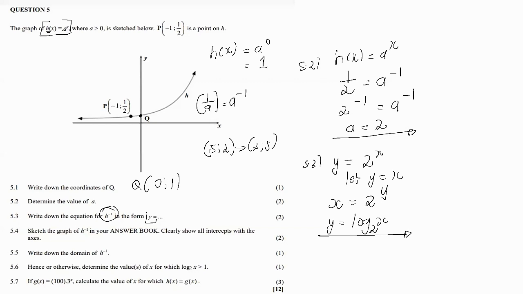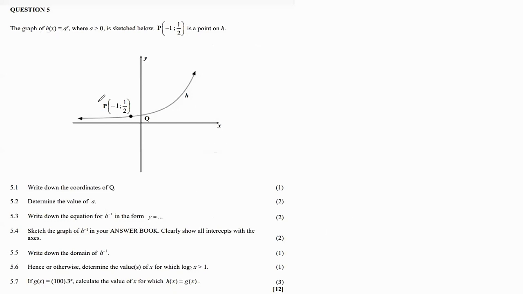Okay, now they say sketch. So we are now in 5.4. 5.4 now wants us to sketch the graph of the inverse in our answer book, right? To sketch that, let's just erase here. I'll just sketch it here. I won't be drawing the Cartesian plane again, but I just want to show you something here. Remember the coordinates for Q here, (0; 1). I will just use these coordinates in order to draw a correct sketch.